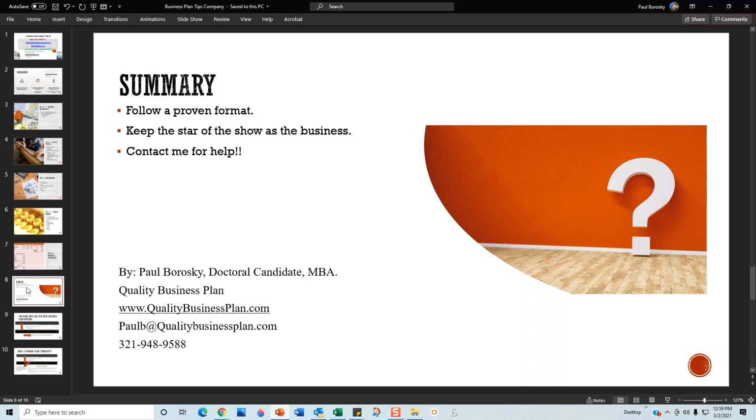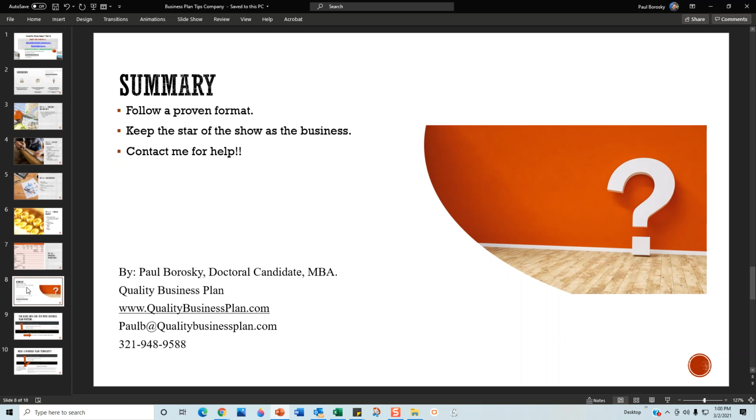Go to the SBA website and download one of their templates. Go to my website and get one of my customized templates. Do something so that you're not sitting there with a blank screen. Like I said, if you start with a blank screen, you're probably going to finish with a blank screen. So at least you give yourself a fighting chance. Go with a template that's customized for your individual needs.